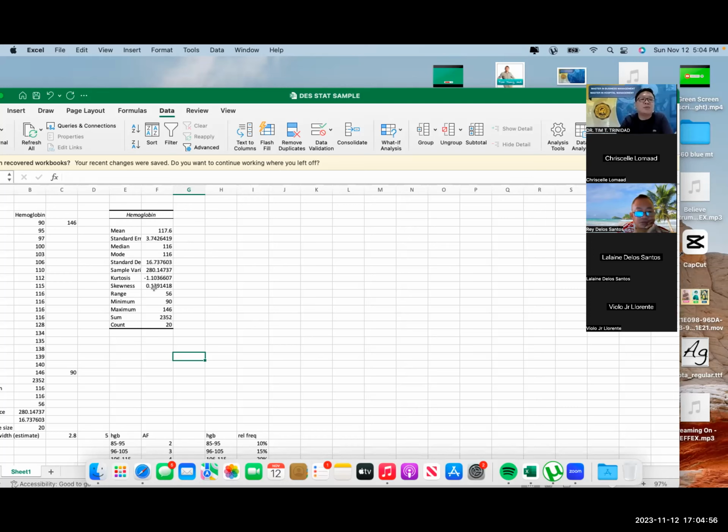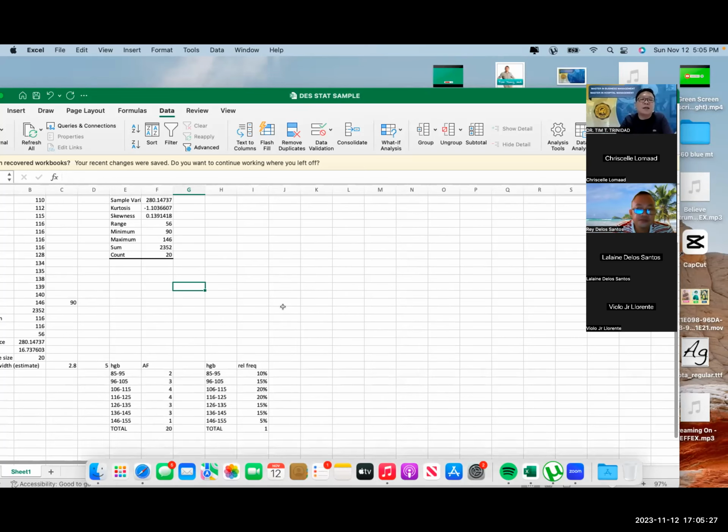But if you look at the skewness, it should be 0, right? But if it is more than 0.1, it becomes skewed. And if it is negative, this must be an abnormally distributed data pointing towards the negative, to your left. So this is a negatively skewed data. Then you have the range, the minimum, the maximum, and so on.